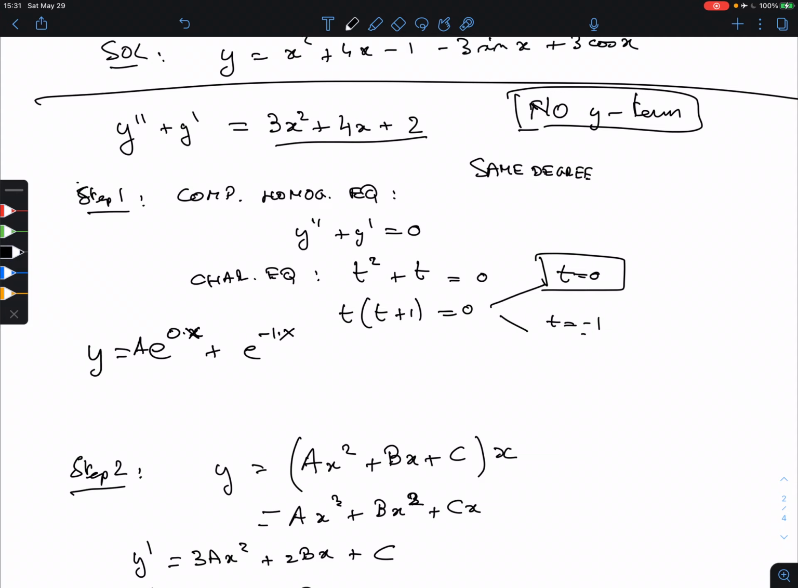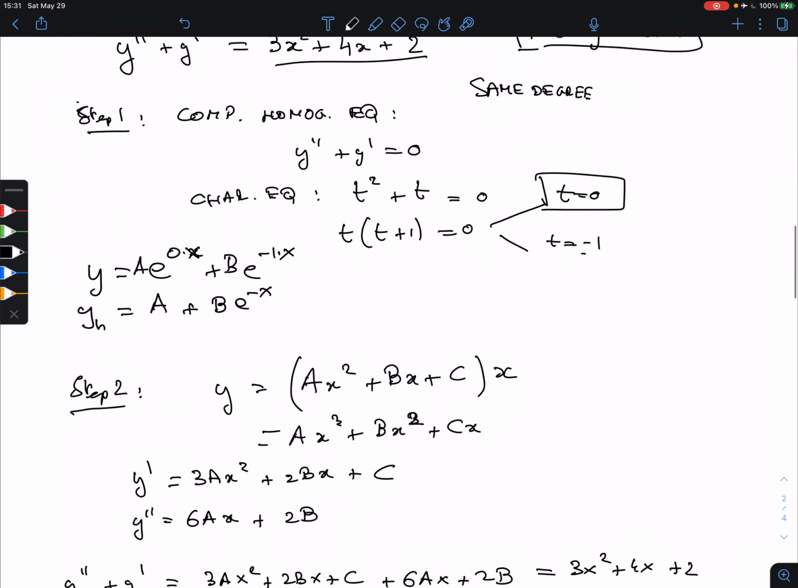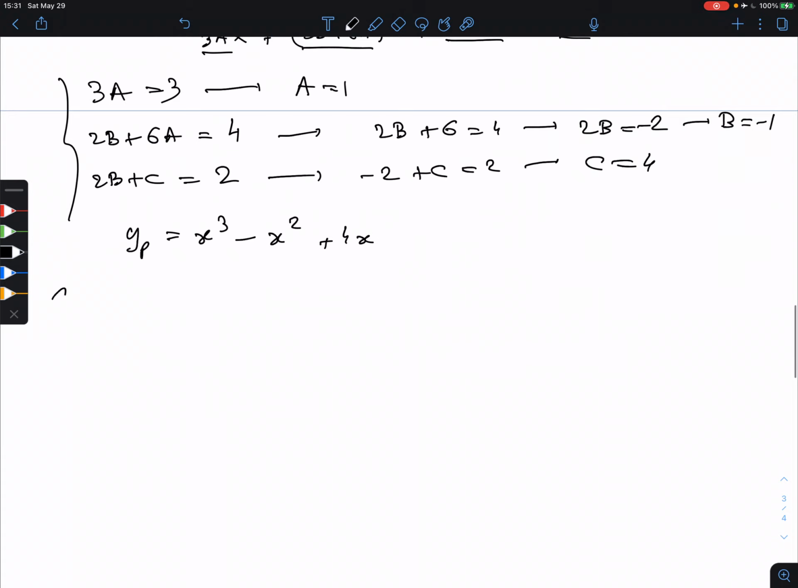Now what is e to the 0 times x? That is just 1, right? So here we get a constant and here we get e to the minus x. So this is how the homogeneous solution looks like. Okay, so again, the fact that there is no y term has this effect here on the homogeneous solution. Okay, so now what's the general solution?